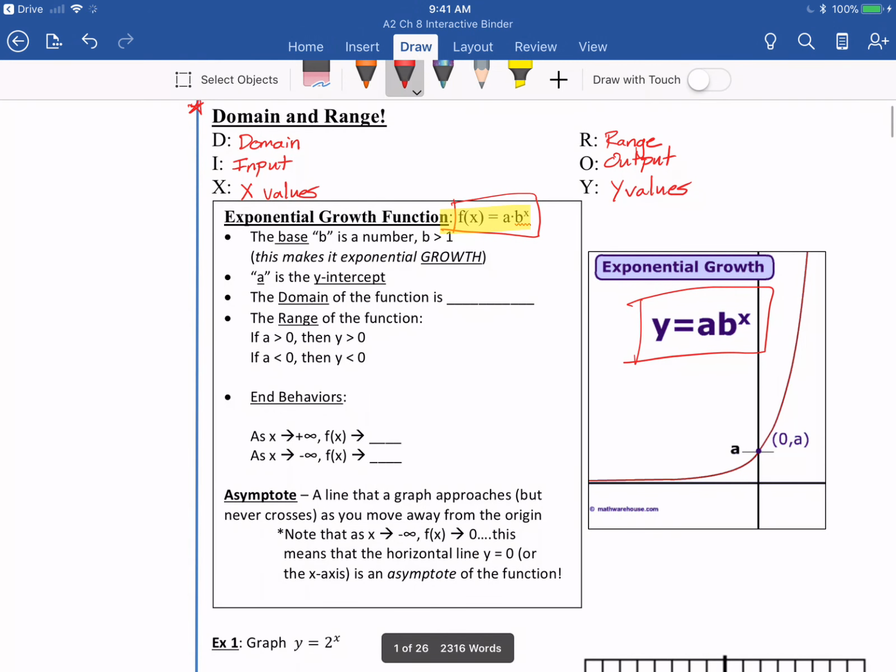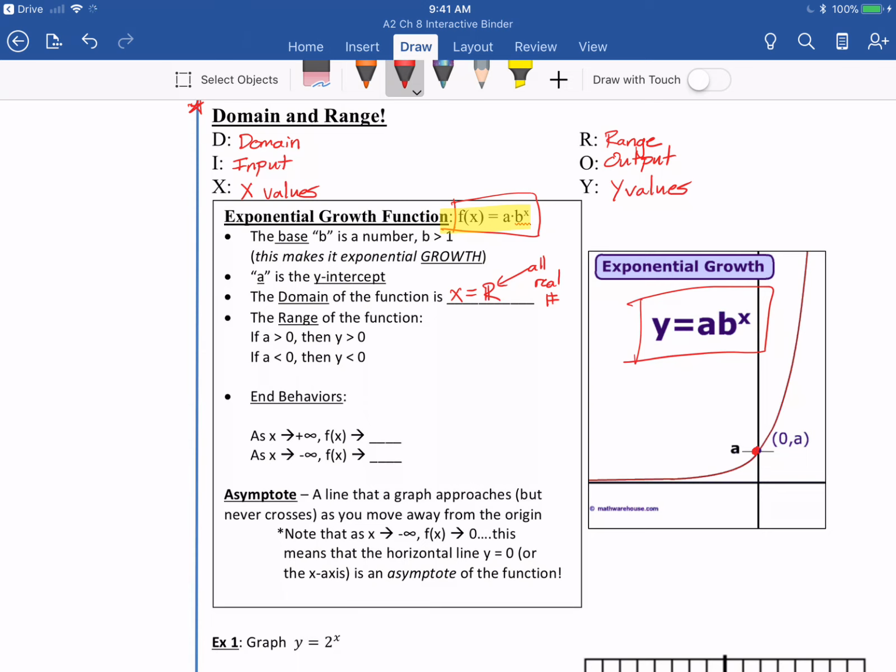Alright, so a couple different things here. Your a is the y-intercept. So a lot of times that might be 1. It might be 1 times b to the x or whatever it might be. The domain of this function is x equals that fancy R, all reals. Alright, so this fancy R means all real numbers. So there we go, all real numbers.